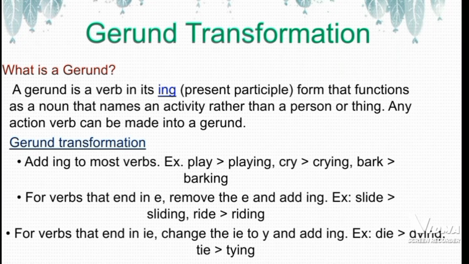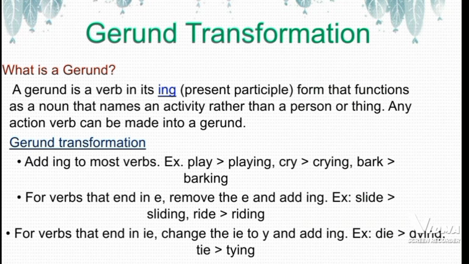But first, let us define what a gerund is. A gerund is a verb in its ing form, or the words that end with ing of their present participle form, that functions as a noun that names an activity rather than a person or a thing. Any action verb can be made into a gerund. For example, the verb play, by adding ing, becomes playing.